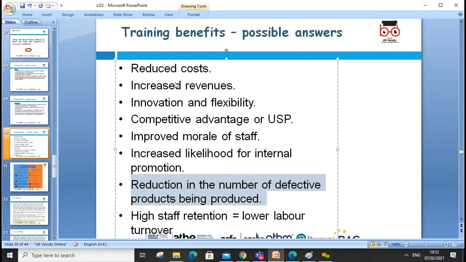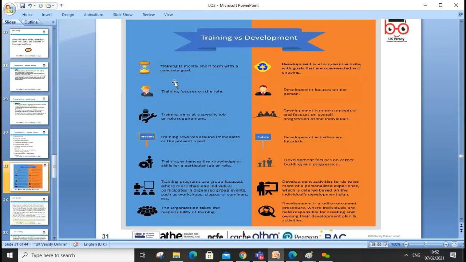No, thank you. Okay, next we have: what is the difference between training and development? So, sorry, maybe you slightly missed this reading on your end, but training is mostly short term with a concrete goal, but development is normally long term, is open. So that's what we need to look around.